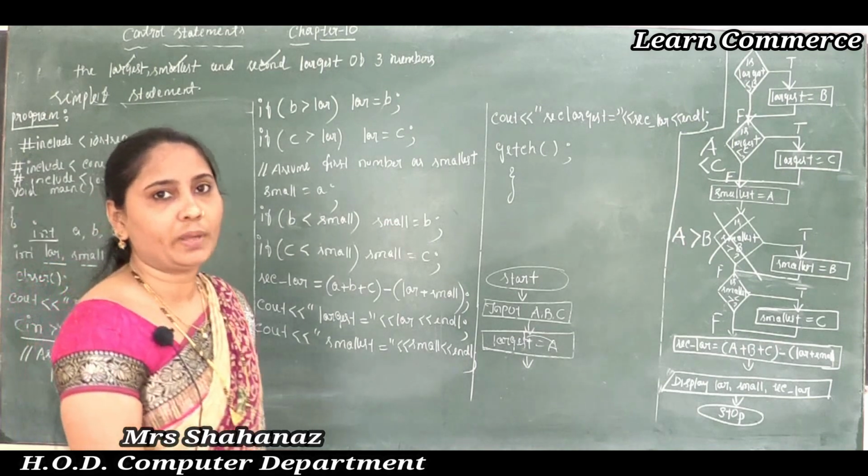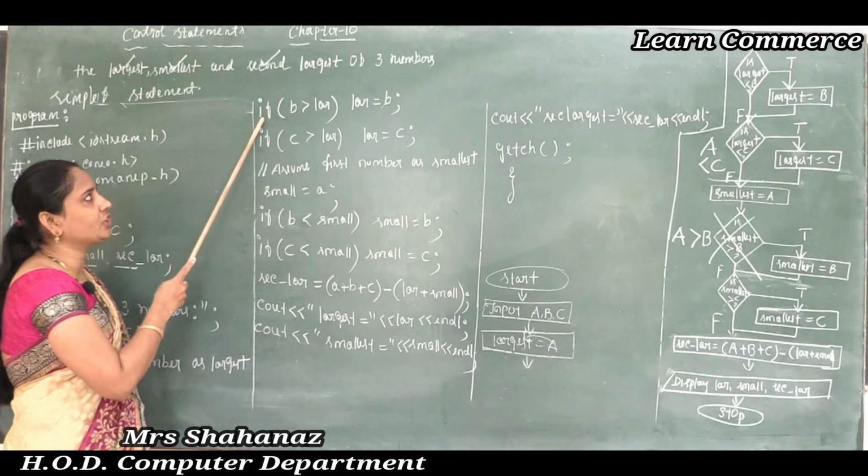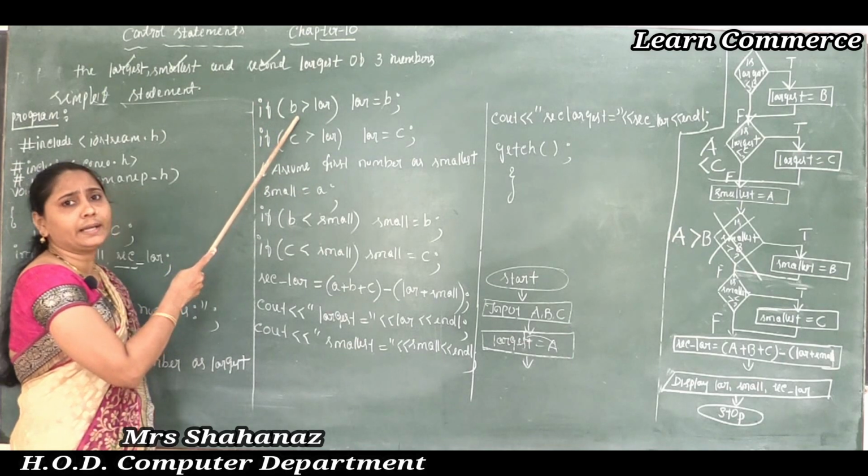And after assuming, now I am going to use the condition. How am I using the condition? If B value greater than large.